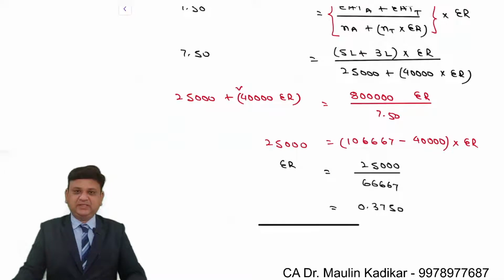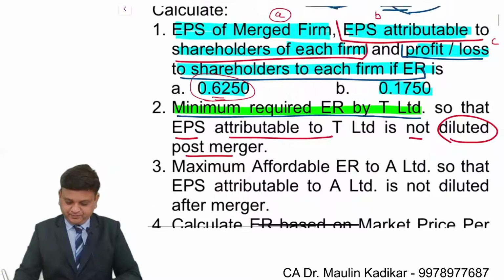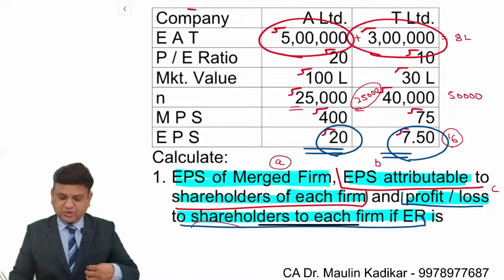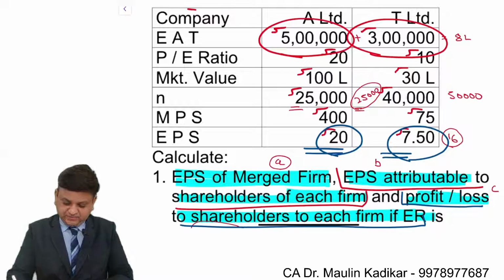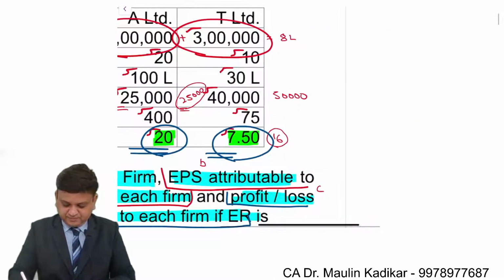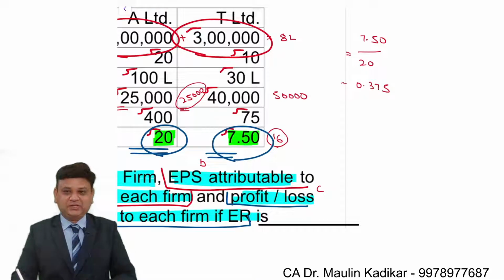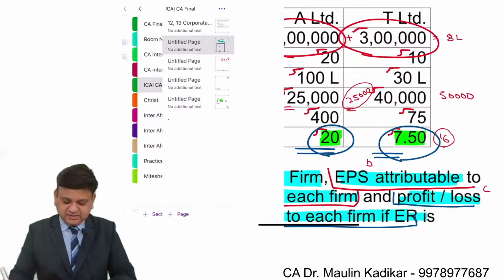Now friends, the same answer can be calculated by using a shortcut method. What is that shortcut method? The shortcut method is like this. Listen to me carefully. It is earning per share of the target company divided by earning per share of the acquiring company. Yes. So it is 7 rupees 50 paise divided by 20. And you can see that the answer is 0.375. Instead of going for this entire process, you can have this simple working to be done.